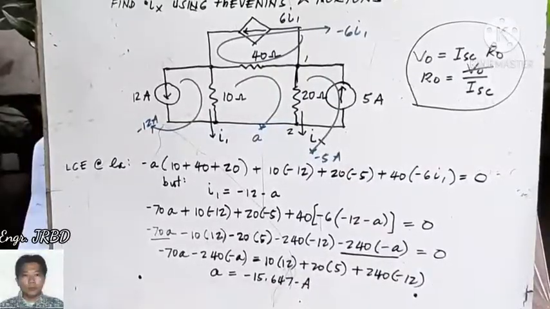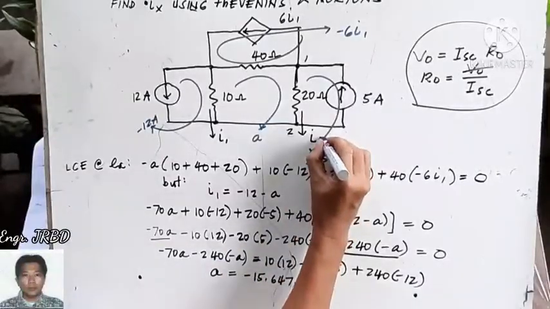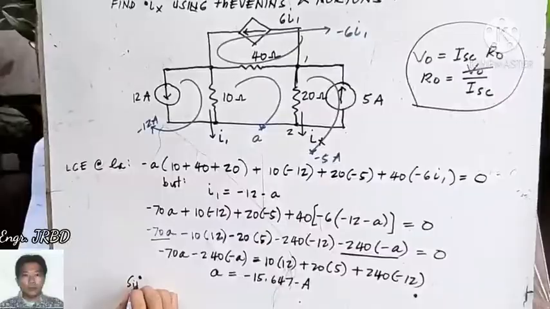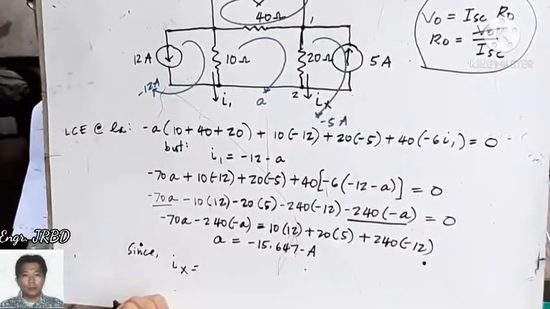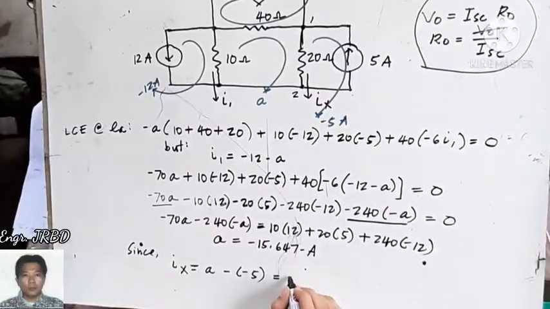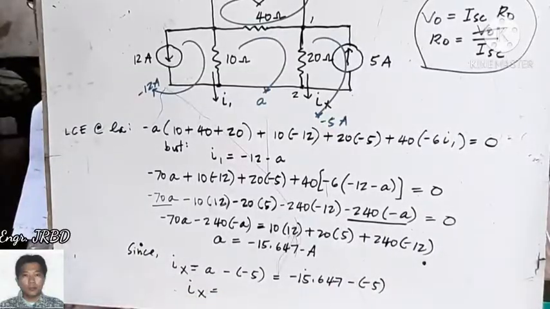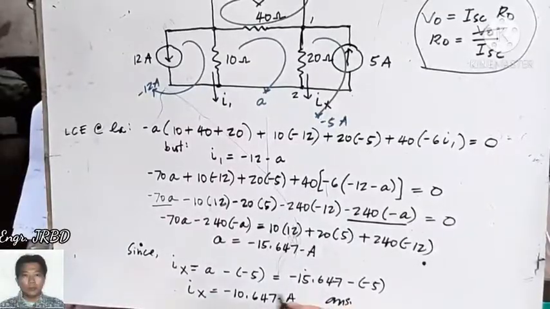15.647 amperes. So if you have the value of A, you can determine now your IX. IX is the difference between A and negative 5. So this is negative 15.647 minus negative 5. So your IX is negative 10.647 amperes. Just the same. Okay?